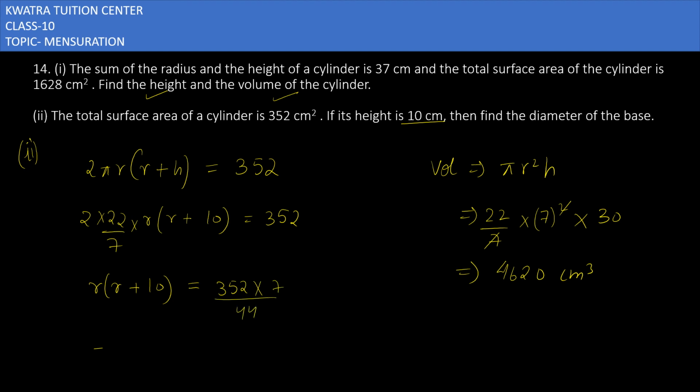So let me solve the right hand side first. It is 352 into 7. It will give you 2464 and then divided with 44. It will give you 56 as the answer, and you have on the other side r plus 10 equals 56.